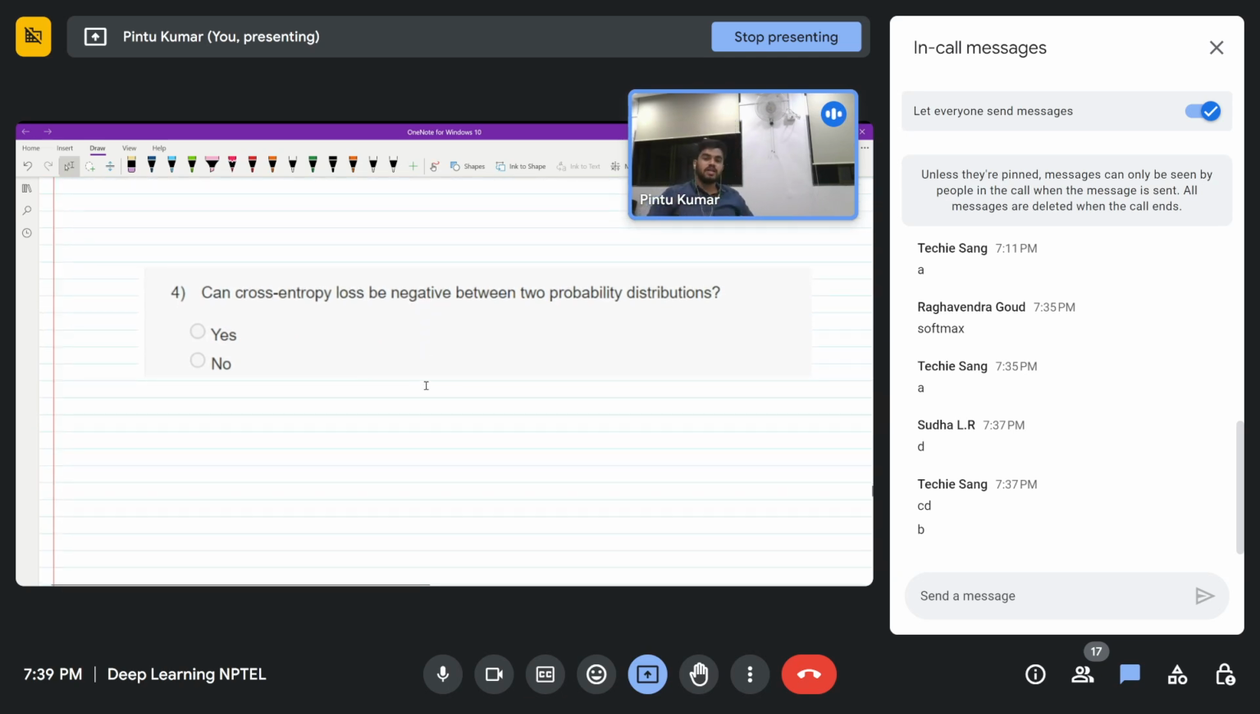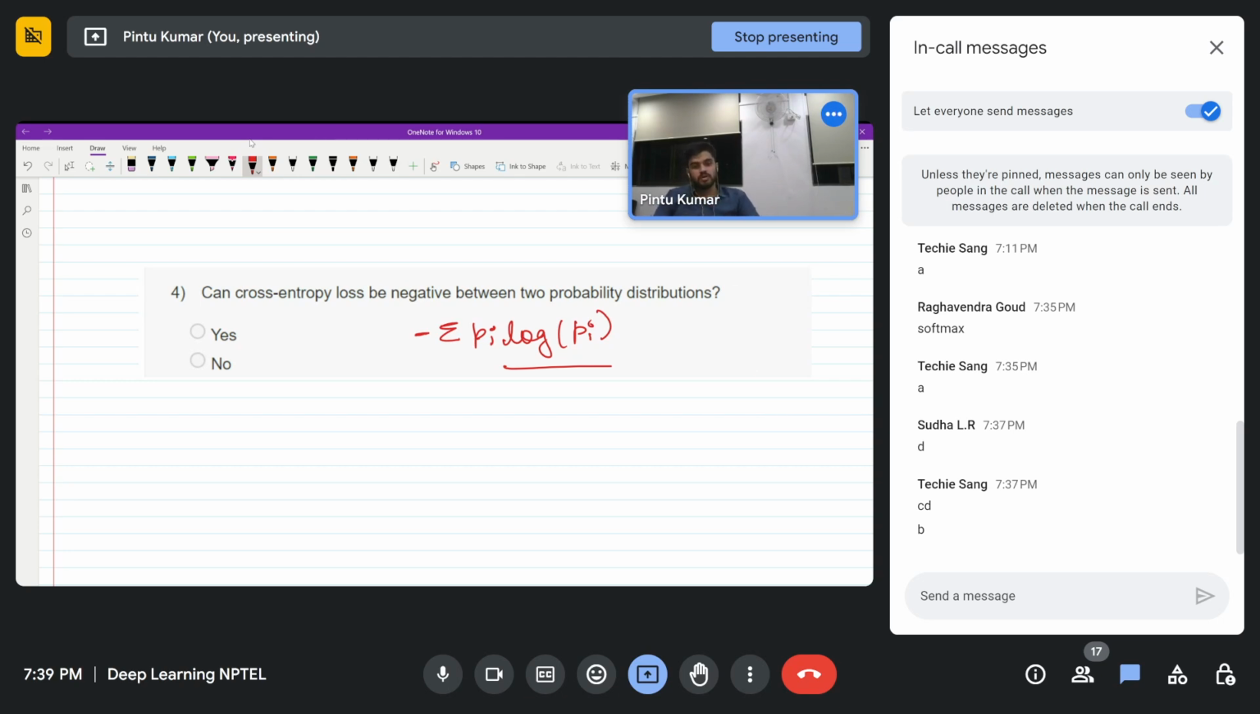So the question is, can cross entropy loss be negative between two probability distributions? This is the formula for cross entropy loss. Can you please tell me if it can be negative or not? Pi log Pi. Think about what happens to the value of log when your x is less than 1.